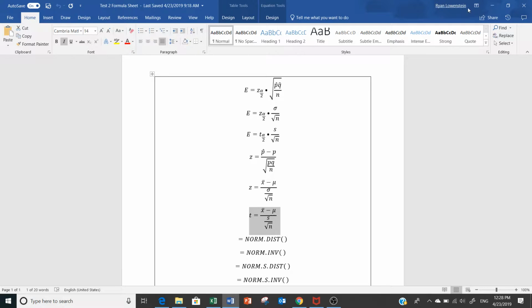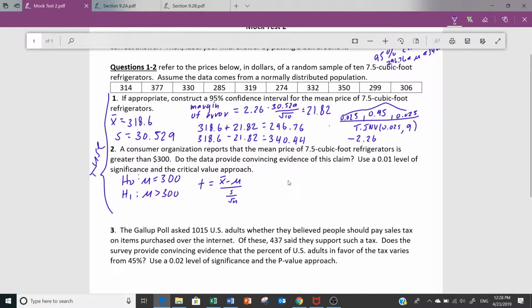Okay, so back to the mock test. When I plug the values in, the sample mean is 318.6. Do you guys remember how I got that? Okay, 300, S is 30.529, and the square root of 10. And when you plug all that into the values, you get 1.93. Now we have to see whether this is an extreme value, so we have to find where the extreme values are. What side are the extreme values on if it's a right-tailed test? Right side. The extreme values are over here.